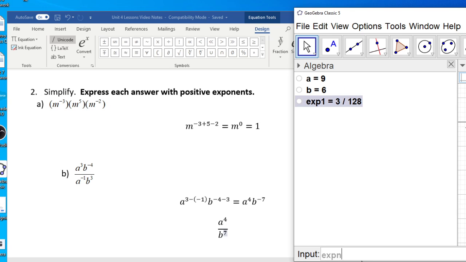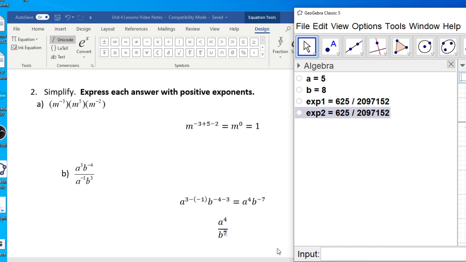Now I'm going to try exp2, and this time I'm going to give my answer: a to the 4 over b to the 7. The answer is the same, right? I'm going to try with different random numbers. 10 and 7, the answer is the same. 7 and 5, the answer is the same. 8 and 5, the answer is the same. You get my point. No matter what numbers you pick, as long as you pick a positive number.